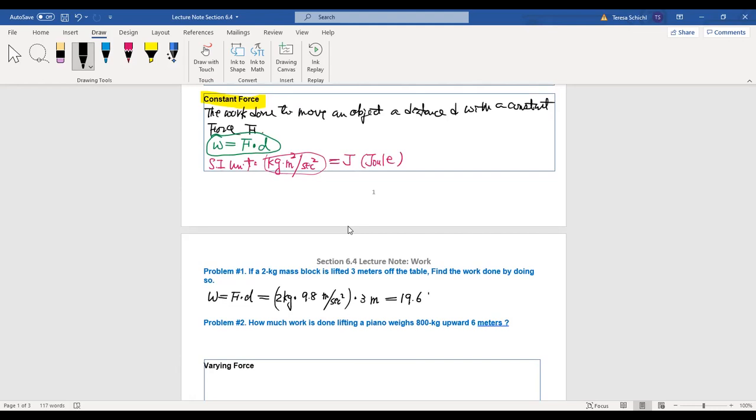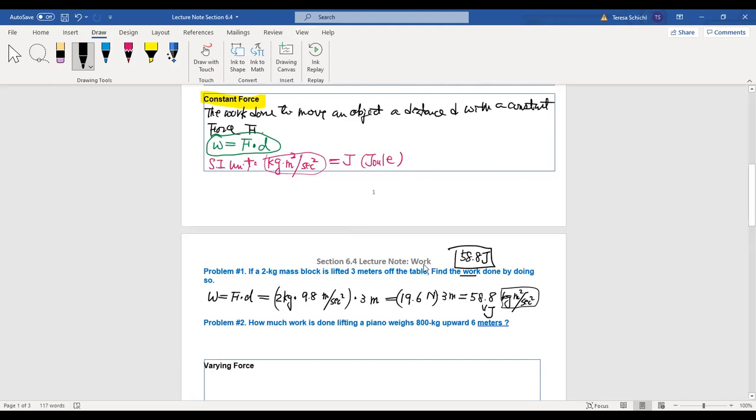So this will be 19.6 Newtons times 3 meters, which is 58.8. If you put all these units together, it will be kilogram meter squared per second squared. So what is this? This is joules, J. So what is the work done? The work done is 58.8 joules.